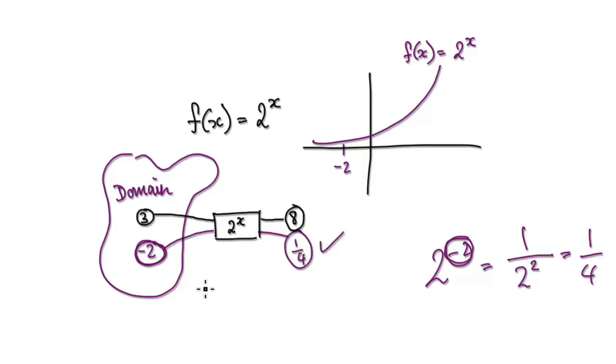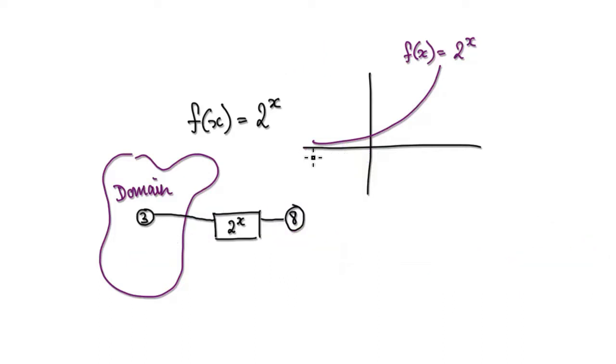This is okay. It doesn't break down the machine. You can even put in the number 0. You see, 0 is in the domain. 2 to the power of 0 is 1. So if you put a 0 into the machine, it will spit out the number 1. So that's okay. You see, the domain for this is anything on the real number line. You can put anything on the real number line in. It will work. The machine won't break down.